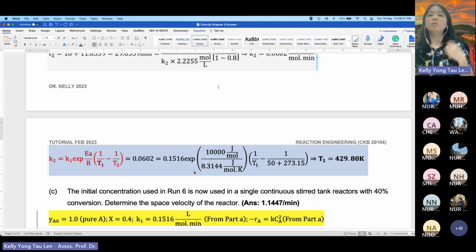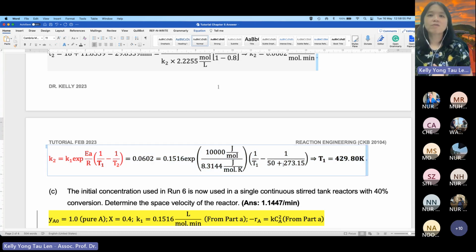Just beware, equation ni kamu pun dah biasa guna. Just beware, when we talk about the temperature, it was in Celsius, but you know, when I use Arrhenius, due to the reason the value of R, the unit will be in Kelvin. Then your temperature, you must change from Celsius to Kelvin by adding 273.15. So you can see here equation dia, k2 0.0602, k1 0.1516, k2 adalah pada suhu baru, 0.1516 adalah pada suhu yang lama.